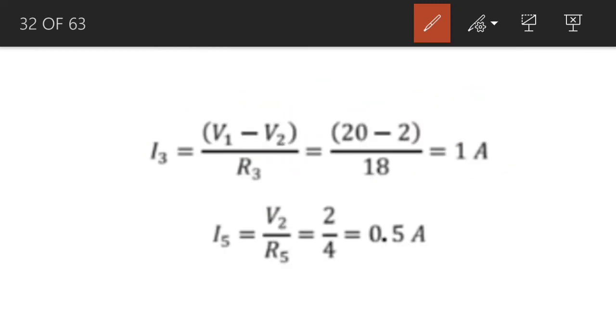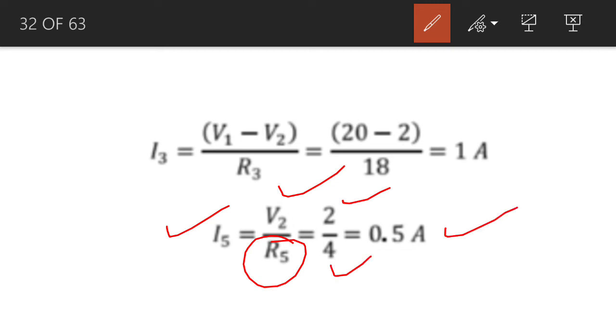Let us find out I5. I5 is the current in R5. The voltage across R5 is V2, so V2 by R5 will give you the current. V2 is 2 volt, R5 is 4. So there is a current of 0.5 ampere in this particular resistor R5. These are the solved numerical examples from my book. You can go through these numerical examples.